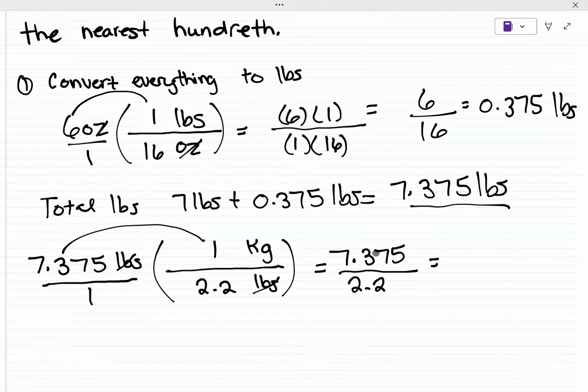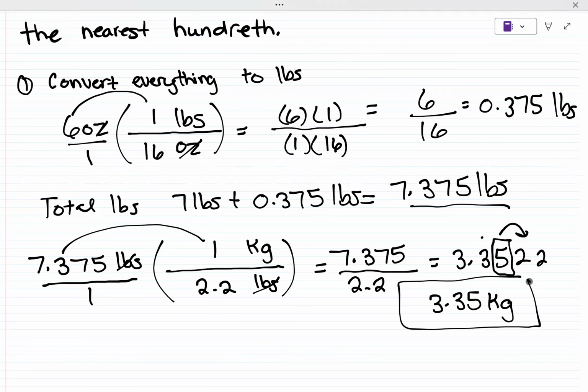Then put this in the calculator and you get 3.3522. But the directions say round to the nearest hundredth, so now you may round. Where's the hundredths place? 3 is the tenths, 5 is the hundredths. Look at the neighbor. If it's 5 and beyond, you round up, but it's not. So it's going to be 3.35 kilograms. Okay, that's a very short video. This should be a little bit of review, but I'm going to stop here.